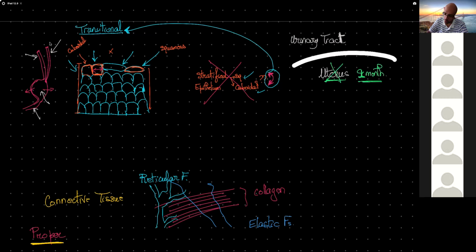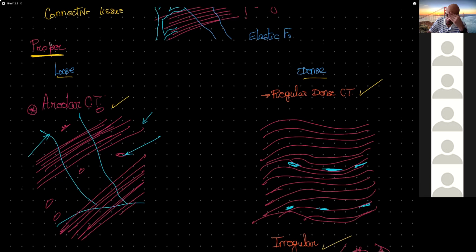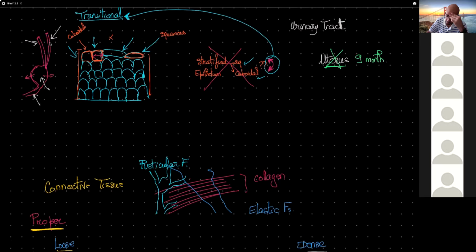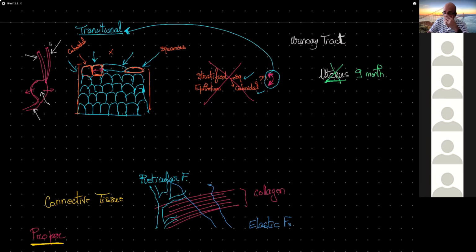This is one of the most common wrong answers I see on this exam. The uterus is not lined with transitional epithelium. So again, where is transitional epithelium not located?